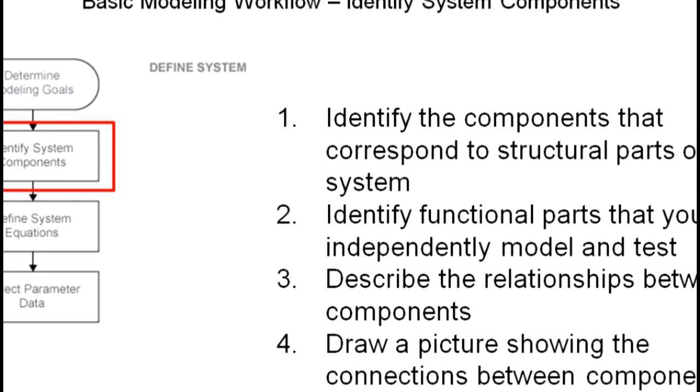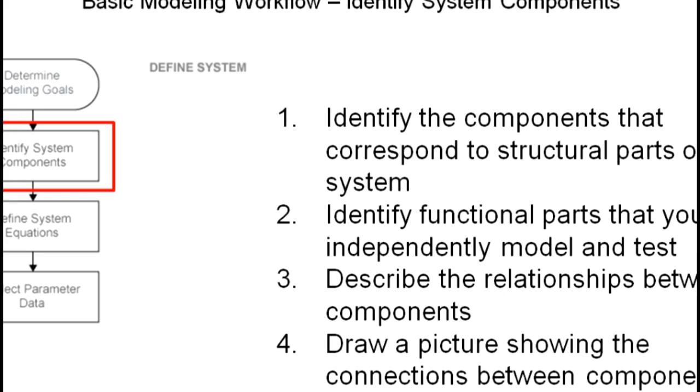Next, we have identifying the system components. When we understand our modeling requirements, we can begin to identify the components of the system. First, identify the components that correspond to structural parts of the system. Creating a model that reflects the physical structure of a system, for example a motor control or a brake system, is helpful when you have to build a part of the system in software and hardware.